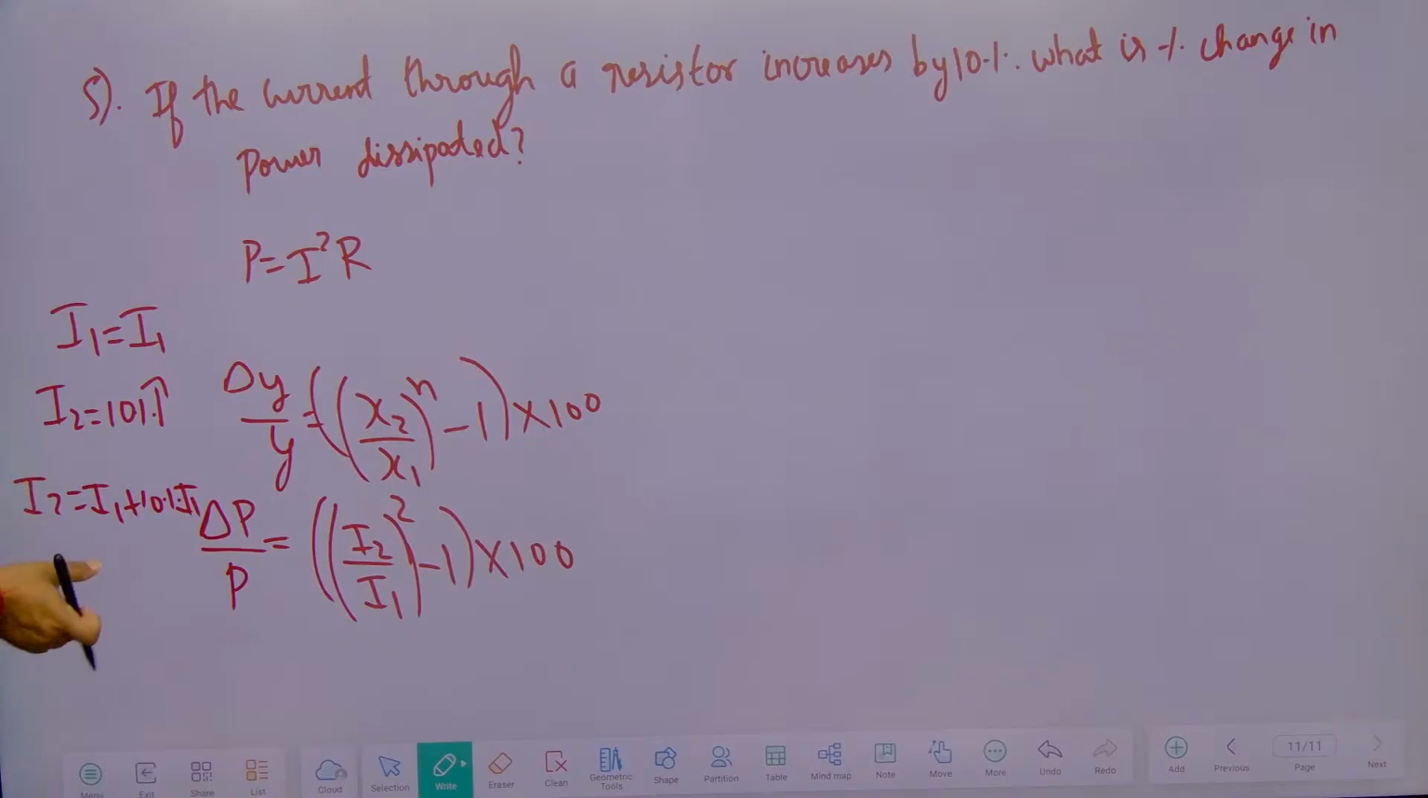10% increase is over what? Over I1. Initial value is I1, and over that 10% increase. So I1 plus 10% of I1. So 10% increase means you will write it as 0.1. Otherwise, very simple, I will tell you.